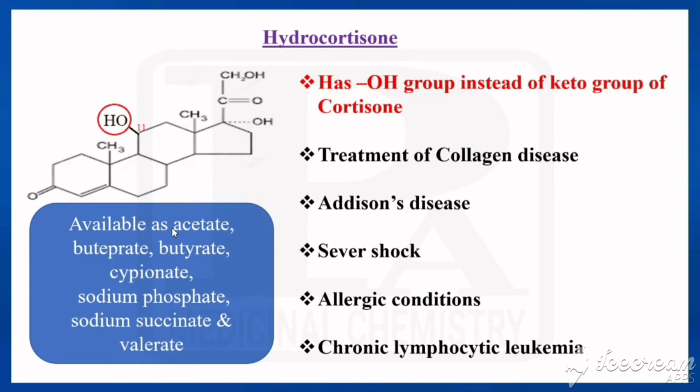It is available as acetate, that is hydrocortisone acetate, hydrocortisone butyrate, cypionate, sodium phosphate, sodium succinate or valerate. It is also used in the treatment of the same collagen disease, Addison's disease, severe shock, allergic conditions, and chronic lymphocytic leukemia.